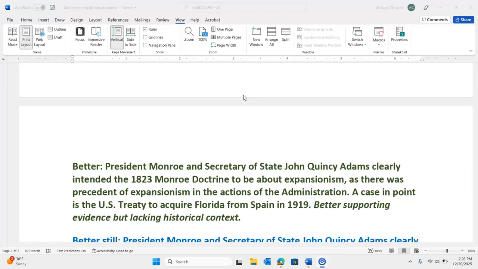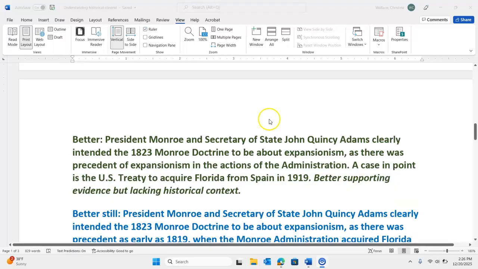So in this case, the student is using an example, right? So this is now an argument. It's not only that it was about expansionism. I know it was about expansionism because the Monroe administration acted four years before, and they grabbed Florida, right? And this was an example. So the reader of this would know, all right, the student knows enough to put in the example of Florida. Florida fits here as precedent of expansionism. So the argument is a good one, but it lacks some historical context, okay?